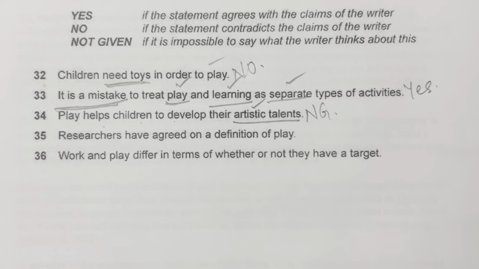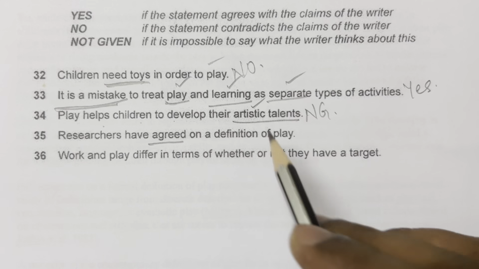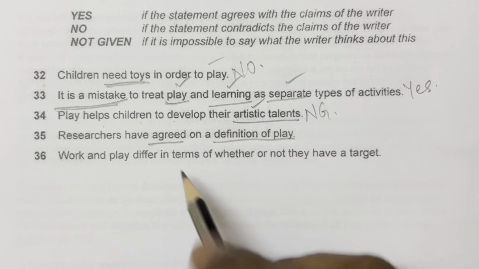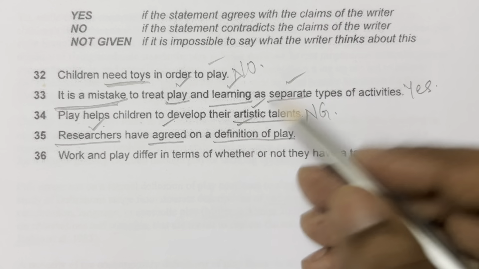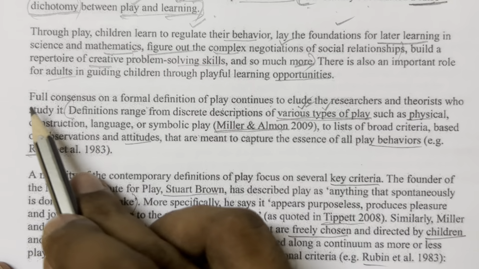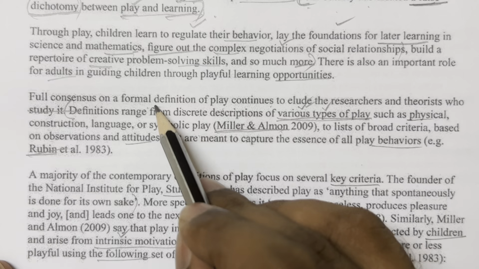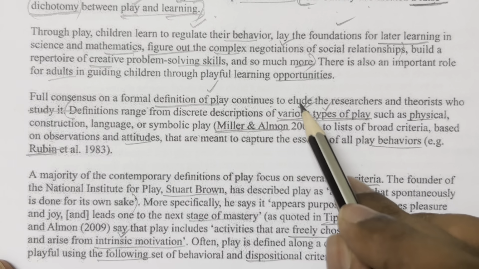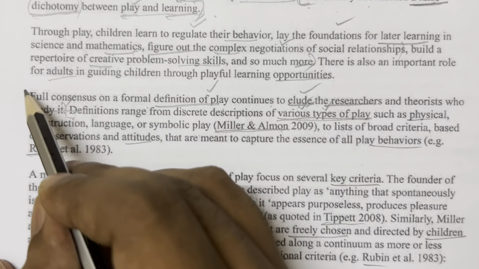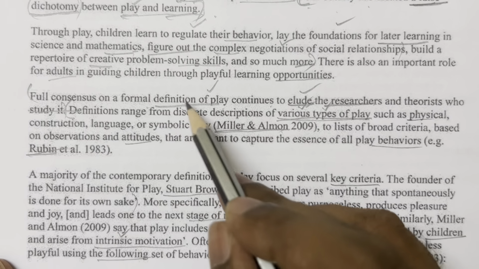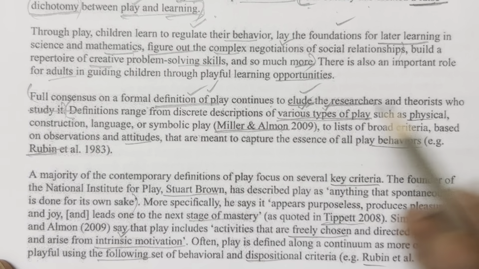Researchers have agreed on a definition of play. Now he's talking about the researchers' agreement about the definition of play. Let's look at it. So full consensus on a formal definition of play continues to elude the researchers and theorists who study it. Oh wow. So here we have the definition of play and the researchers.